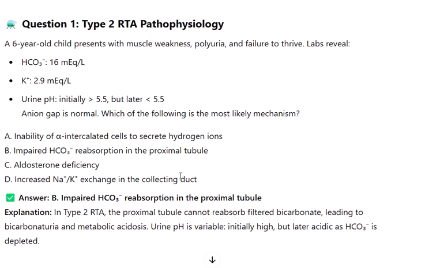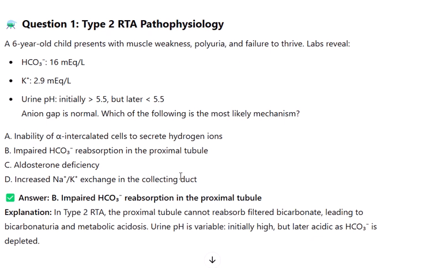A 6-year-old child presents with muscle weakness, polyuria, and failure to thrive. Labs reveal HCO₃⁻ 16 mEq/L, K⁺ 2.9 mEq/L, urine pH initially 5.5 but later acidic, anion gap is normal. Which of the following is the most likely mechanism?